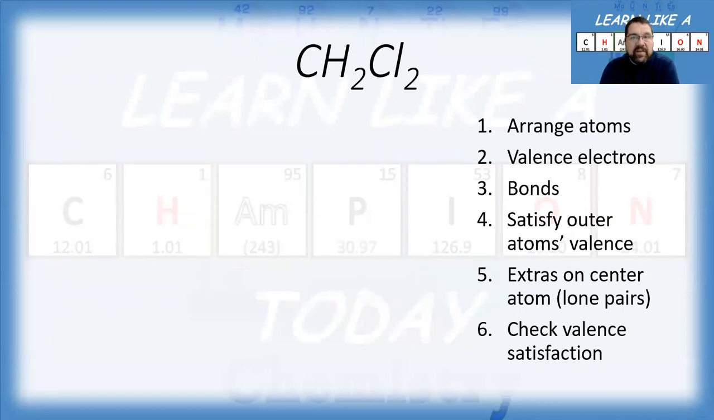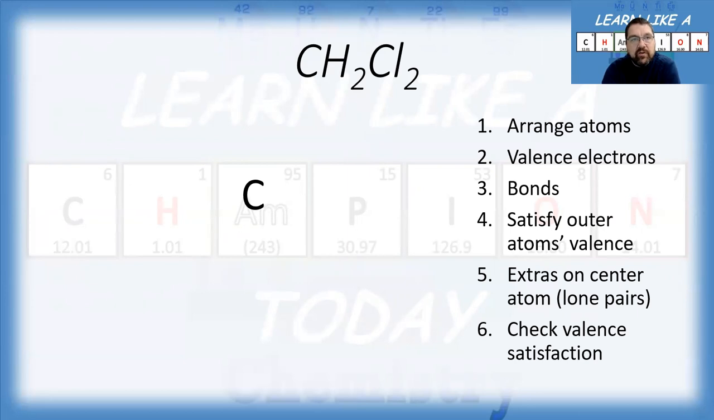Okay, so taking a look at the 6 that you were asked to try after having watched the introductory videos and the sample for NH3, ammonia, that was worked through in the previous video. Here we have dichloromethane, CH2Cl2. The first thing is to arrange the atoms. As we look at the formula, we see there's only one carbon, and it's at the beginning of the formula, so that's a natural fit for being the central atom.